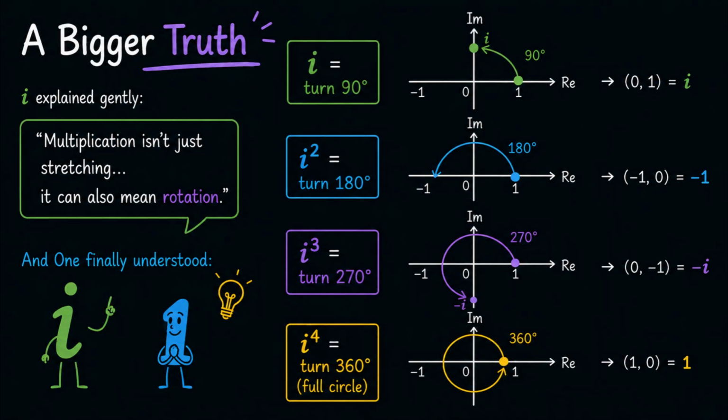This rotational interpretation extends naturally to higher powers of i. Each multiplication by i corresponds to an additional 90-degree rotation. i to the first power, 90 degrees. i squared, 180 degrees. i cubed, 270 degrees. i to the fourth power, 360 degrees, returning to the original position. This shows that multiplication in the complex plane involves both scaling in magnitude and rotation.